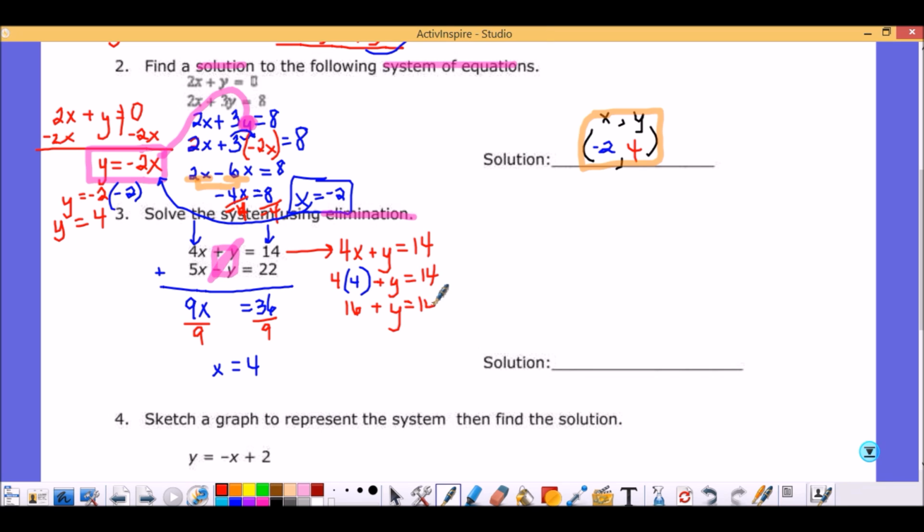All right, what two numbers don't have y's? That's right, 16 and 14. So I'm going to subtract 16 from both sides. So then now I have y equals negative 2. Again, the solution to my answer is x comma y. So that means the answer that we got for x is positive 4, and the answer that we got for y is negative 2. So my solution, the point of intersection, is going to be at 4 comma negative 2.